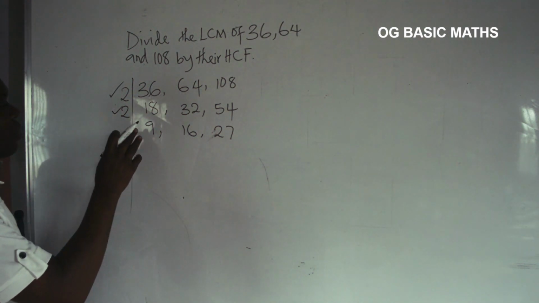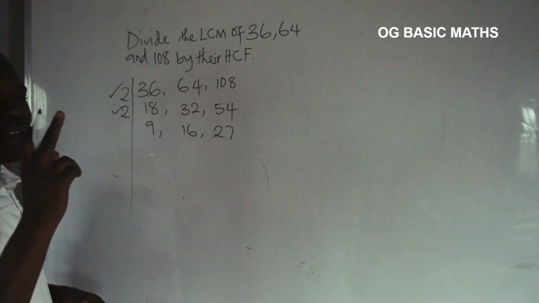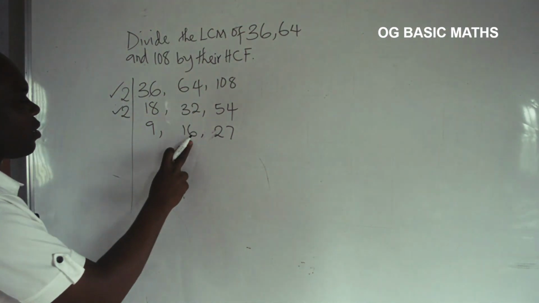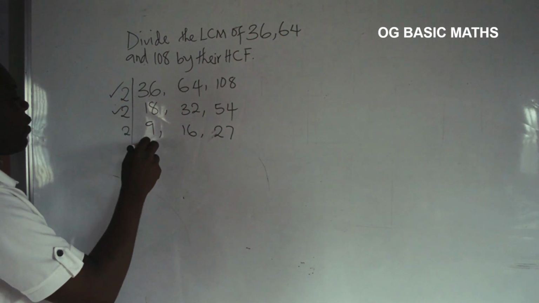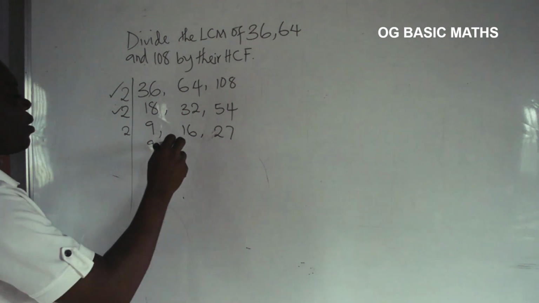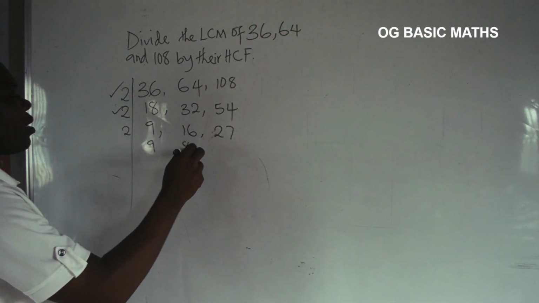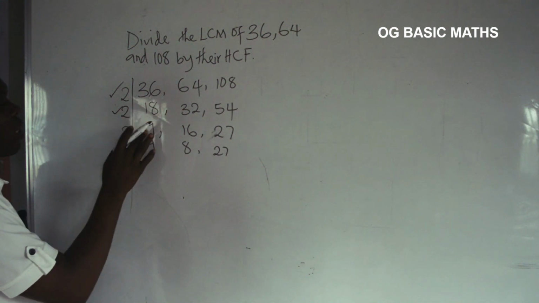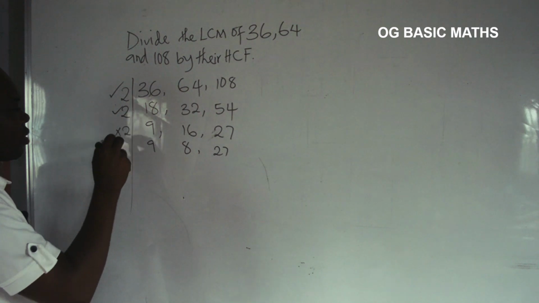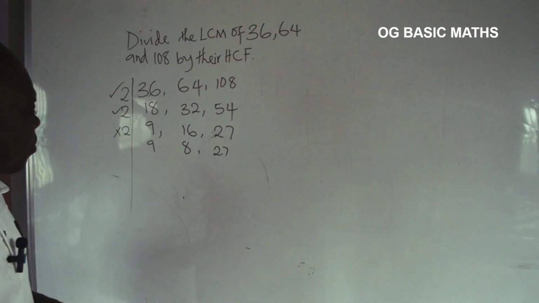Then we use 2 again because 2 can divide at least one of them. 2 can divide this, but cannot divide this, and cannot divide this either. So we use 2. We have 9. We bring down the 27 the way it is. We have 8, and then we have 27. Because 2 was unable to divide all three numbers, it's not an HCF, but it is the LCM.